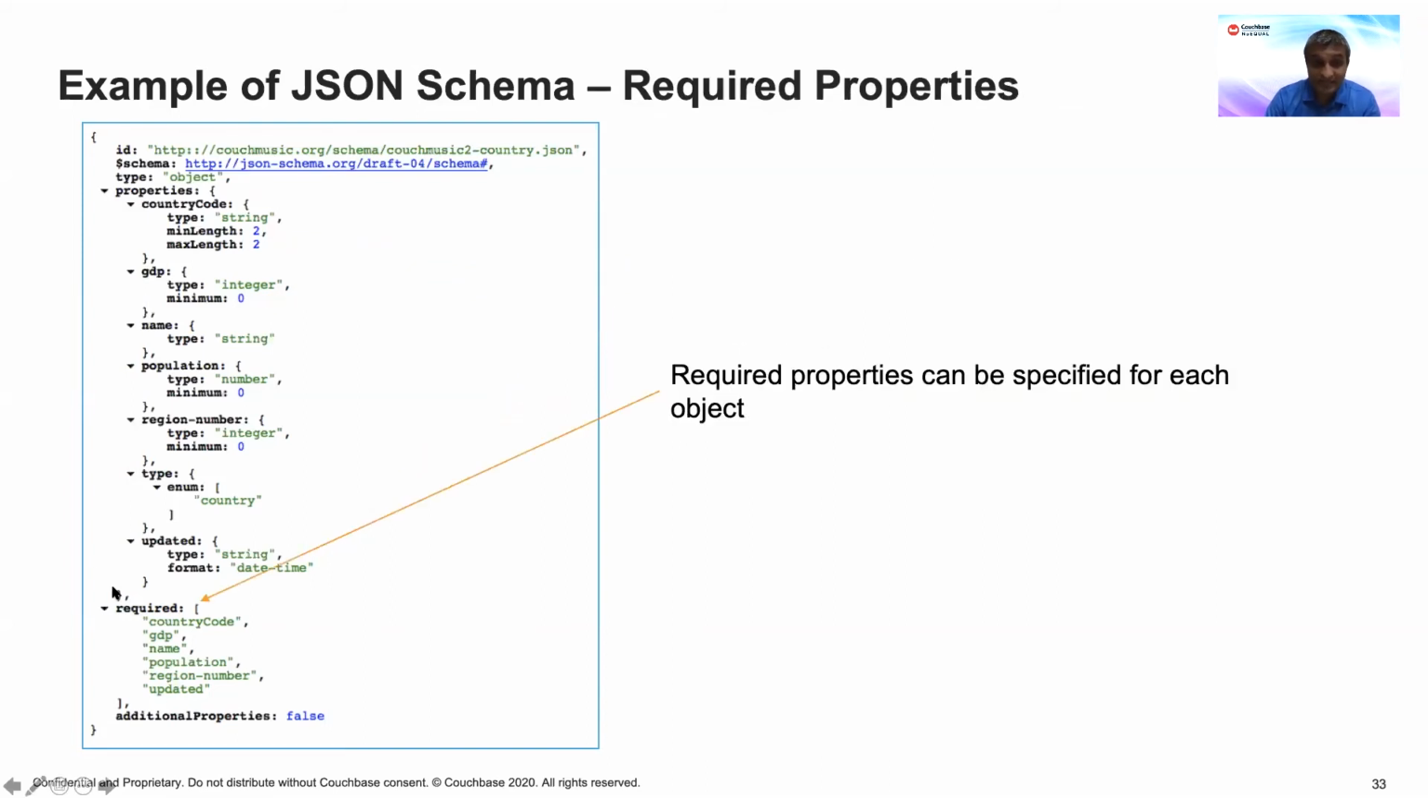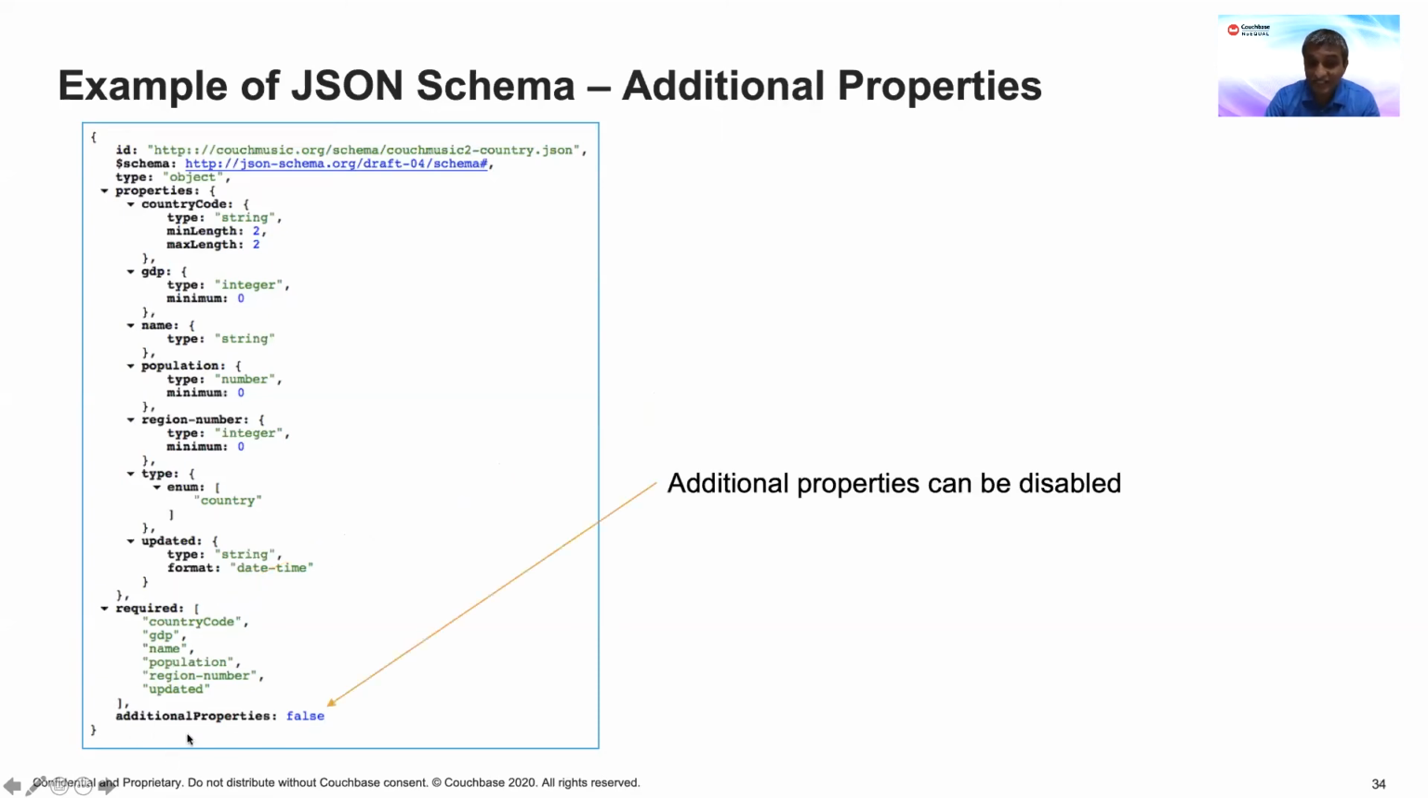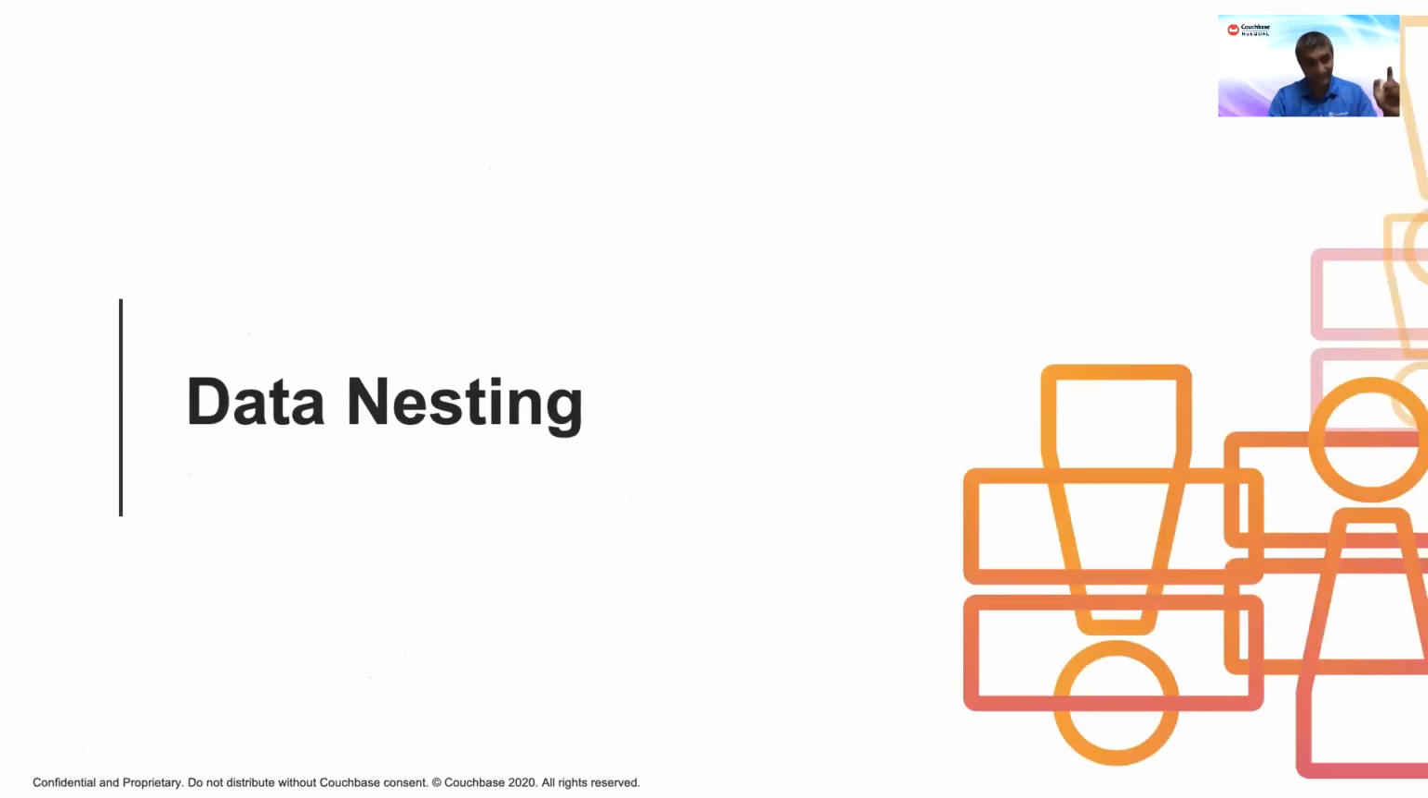And out of these properties that I've defined here, these are the required properties. Do I additionally allow any more properties? No, I have disabled it here. So remember, I'm just giving a schema for the country document. So my country document now has to conform to this particular schema. But remember, not at the Couchbase end. Okay, it's at the application end. Let's look at data nesting now.